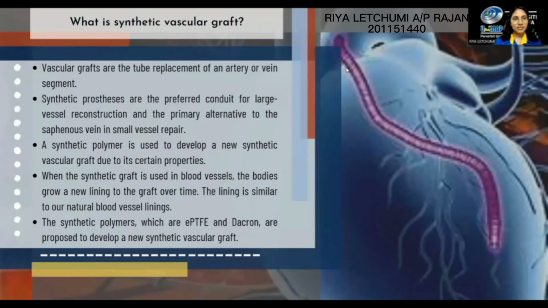What is a synthetic vascular graft? Vascular grafts are tubes that replace an artery or vein segment. Synthetic prostheses are the preferred conduit for large vessel reconstruction and the primary alternative to the saphenous vein in small vessel repair. A synthetic polymer is used to develop a new synthetic vascular graft due to its certain properties.